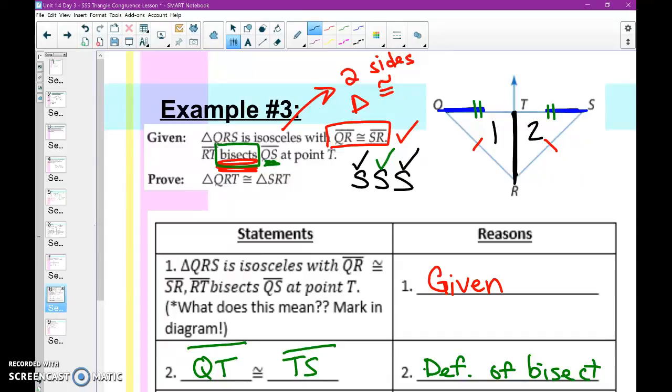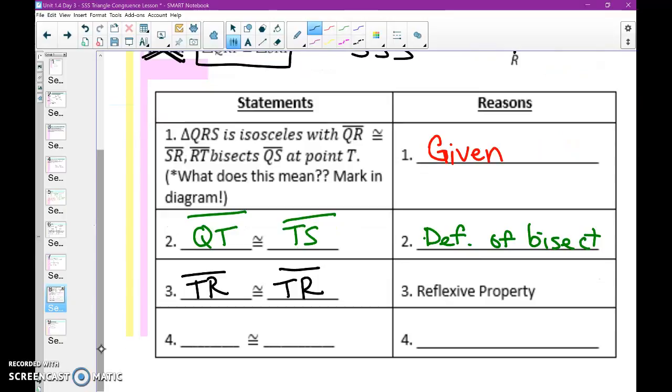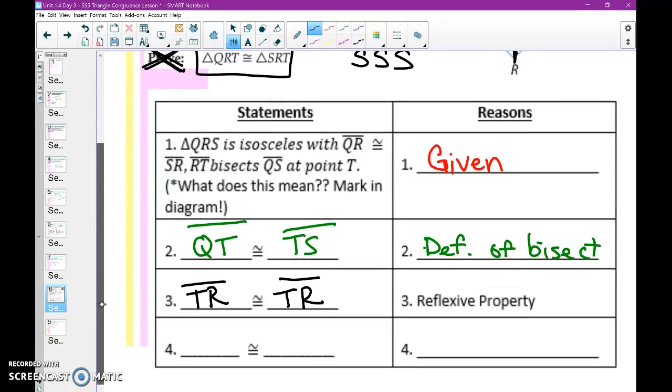So my last statement is to simply repeat what I'm trying to prove. Remember, this is never a reason. I know given was a reason you start with, but prove is never a reason. Given just means it was given to me. Prove is what you are trying to do. So you can't repeat it. That's cheating. That doesn't work.